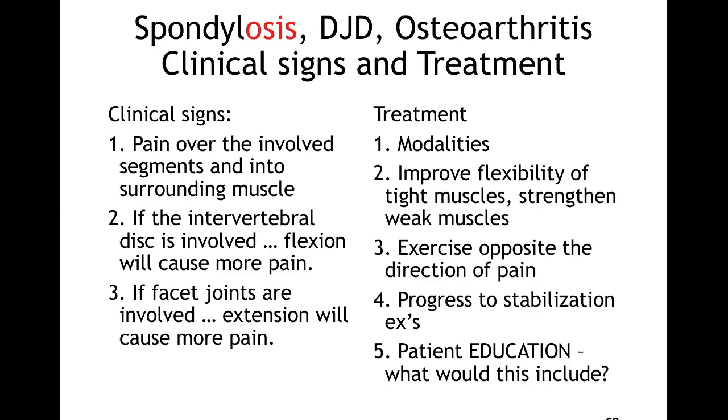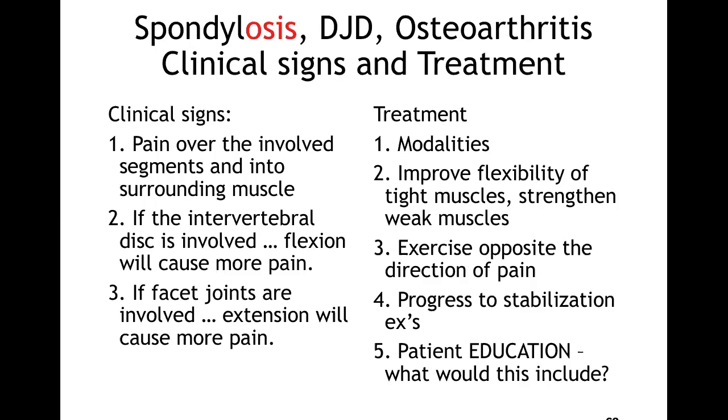So if the facet joints are involved, that means that if that patient goes into extension, those facet joints are going to come closer together, meaning they're going to impinge even more and cause more pain. So we want to stick with a flexion-based plan or a Williams-based plan for that patient. So that kind of gears our treatment.